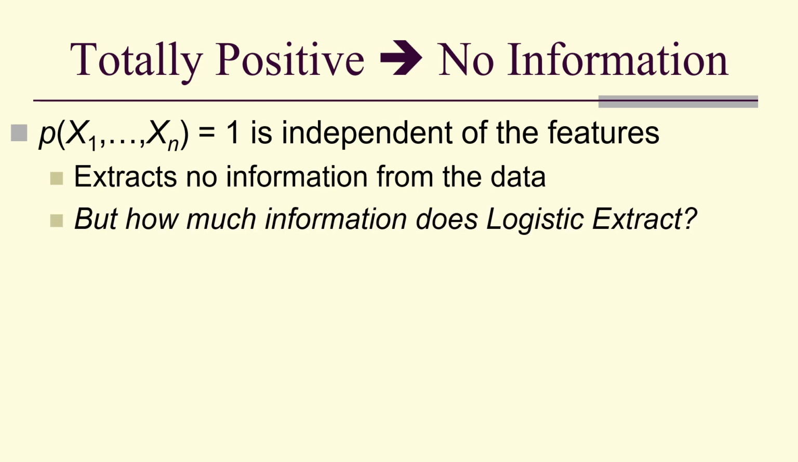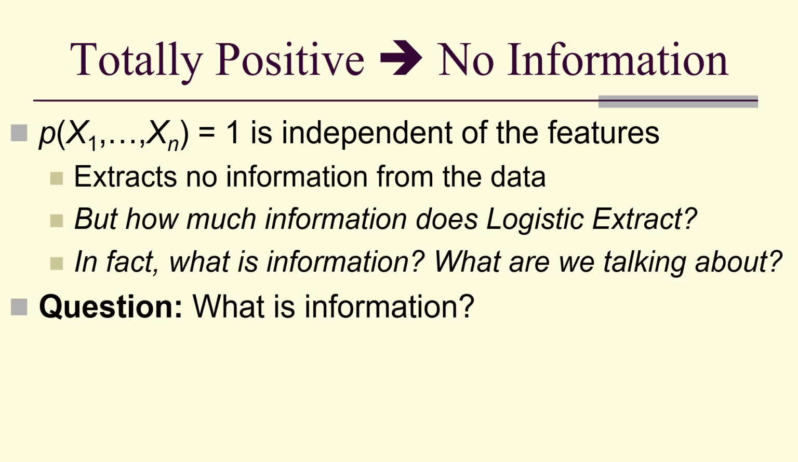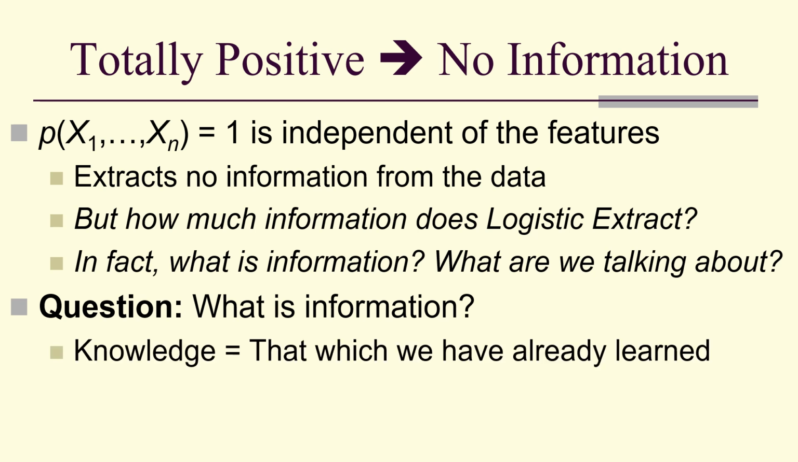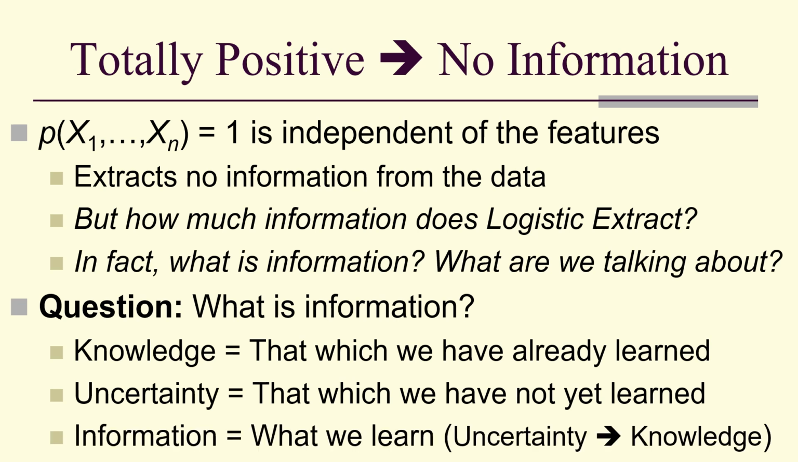But how much information does the logistic model extract? In fact, what is information? What are we talking about? We have to address this question first. Knowledge, of course, we can say is that which we've already learned, and uncertainty is that which we do not yet know. Information is what we learn. The uncertainty we convert to knowledge.